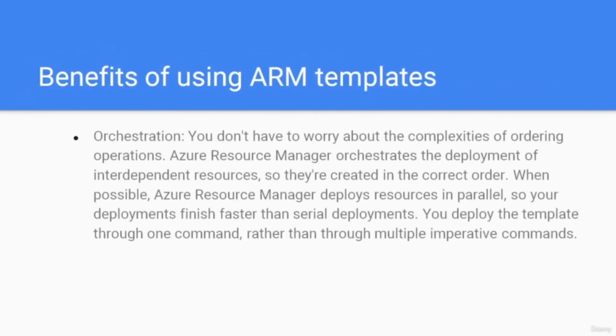Also, orchestration. You don't have to worry about the complexity of ordering operations. Azure Resource Manager orchestrates the deployment of interdependent resources so they are created in the correct order. When possible, Azure ARM deploys resources in parallel so your deployment finishes faster than a serial deployment. You deploy the template through one command rather than through multiple imperative commands.